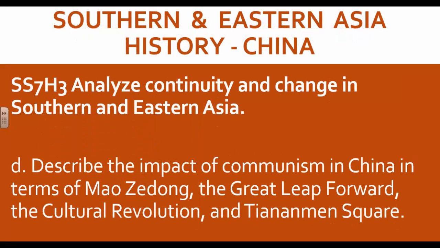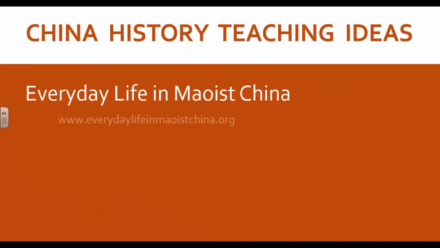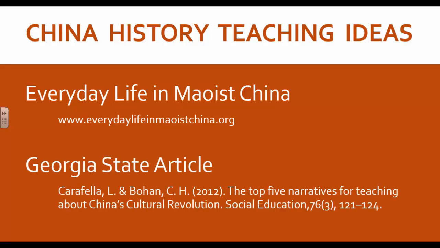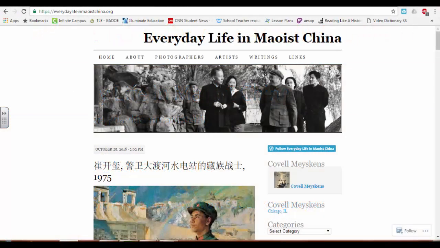The next country examined in the history standards of Southern and Eastern Asia is China, and the role that communism has played, including Mao Zedong, the Great Leap Forward, the Cultural Revolution, and Tiananmen Square. Some specific teaching ideas include a compilation of images from Communist China and some teaching resources from Georgia State. Let's look at this site, Everyday Life in Maoist China.